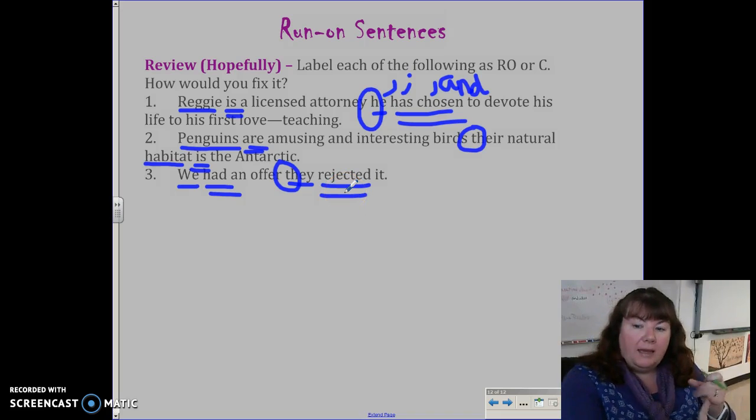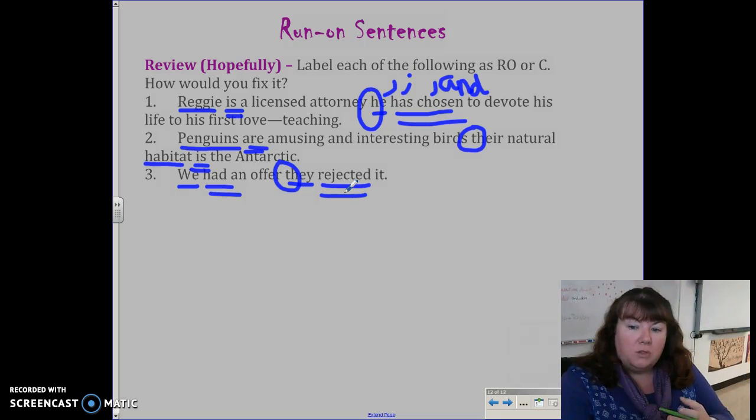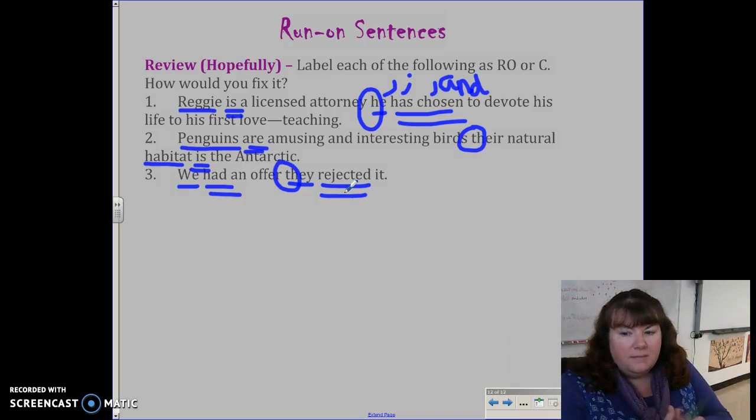Okay, so your homework tonight is the worksheet that I gave in class today. Half of it is on fragments, half of it is on run-on sentences. The short video, and starting to prepare and plan for the test, which will happen on Tuesday.